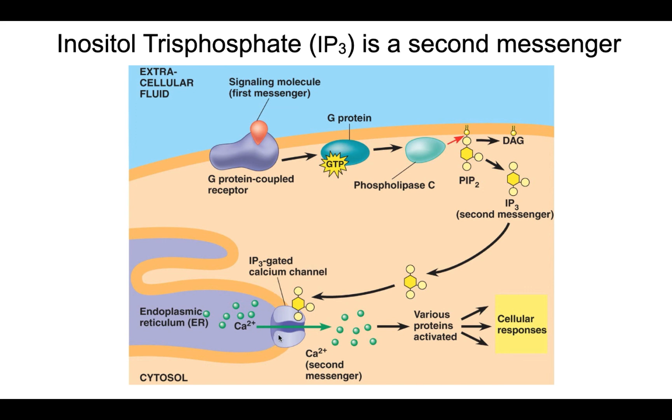And then we've got another thing we've seen before. We have a ligand-gated ion channel. In this case, an IP3-gated calcium channel. So IP3, our second messenger, binds to this gated calcium channel, opens up the gates, and allows that calcium to flow from the high concentration of the endoplasmic reticulum into the low concentration of the cytoplasm. There are all sorts of proteins that get activated once the concentration of calcium increases within the cytoplasm. Those proteins go on to give rise to the cellular responses.